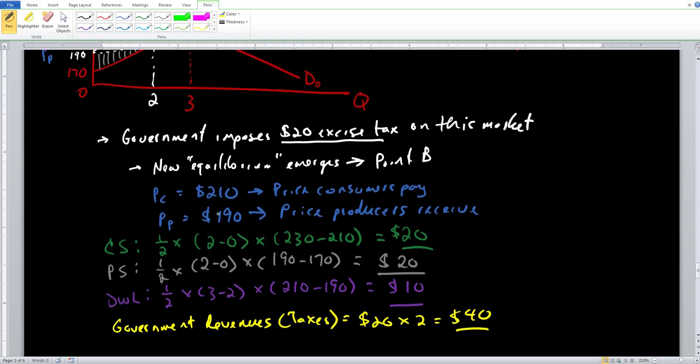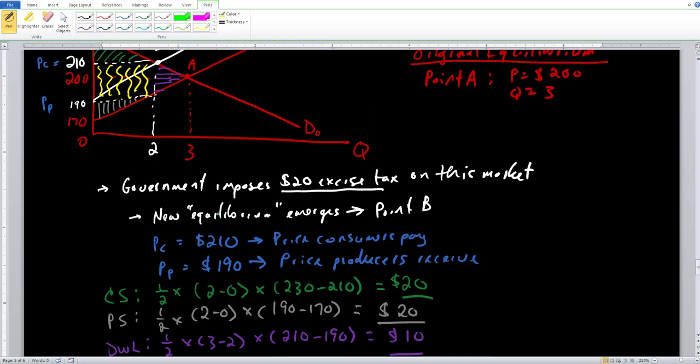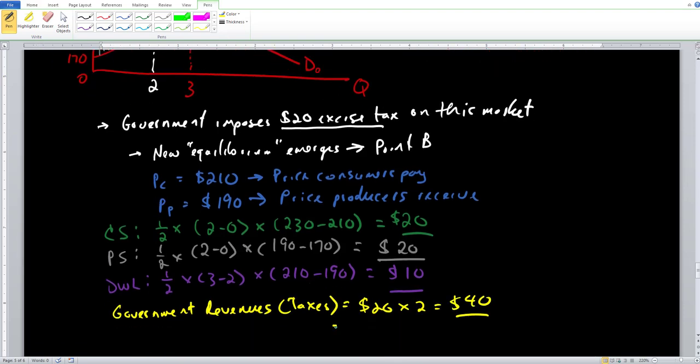So if you wanted to find the area for the government revenues using our chart that we have right here, it'd just be the area for a rectangle or square, length times width, and you use the numbers that we've already said. So length, 210 minus 190, and width is 2 minus 0. So once you jot that down, we have 210 minus 190 times 2 minus 0, and that'll give us $40 as well. So once again, a lot of different ways to approach this, but you'll still get the same exact answer.